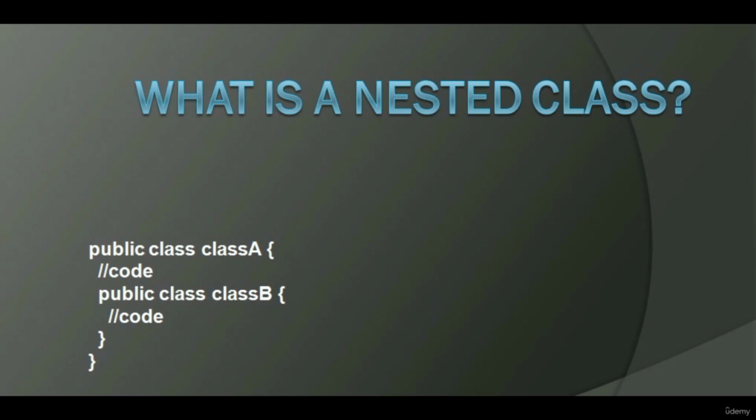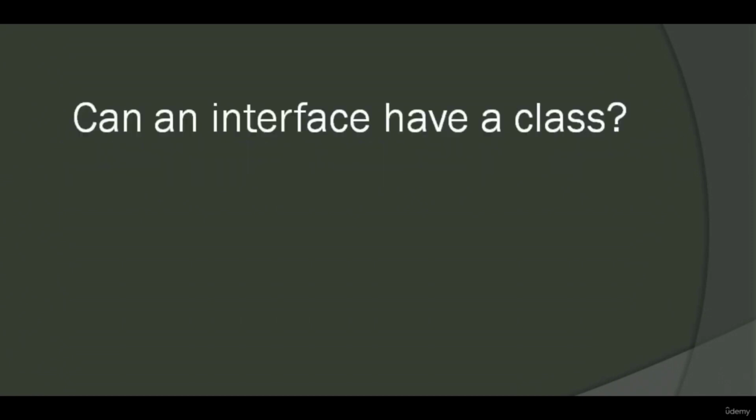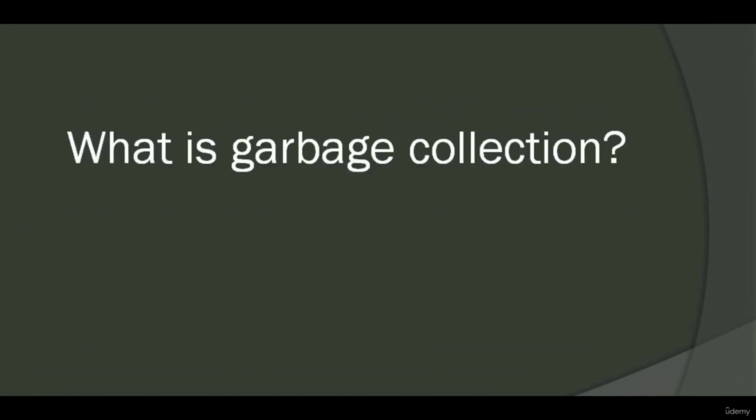Public class A, public class B. Let's see another question. Can a class have an interface? Yes, we can define an interface within a class. This is also called a nested interface. Can an interface have a class? Yes, of course. An interface can have a class which is static by default.